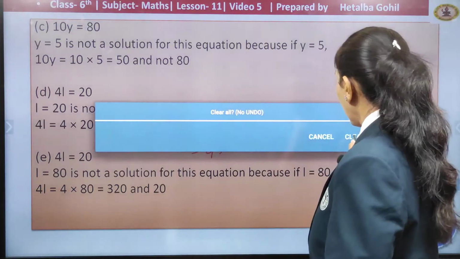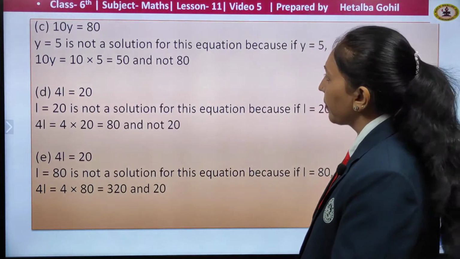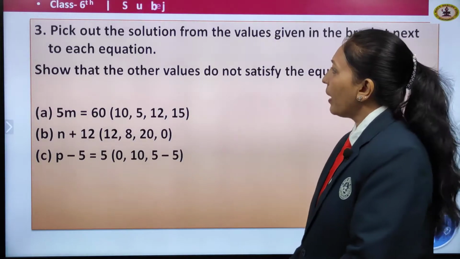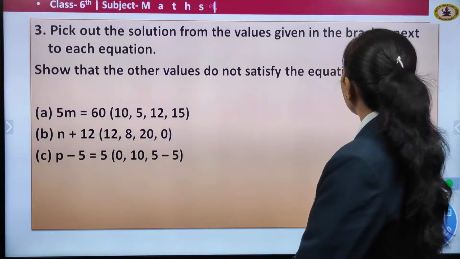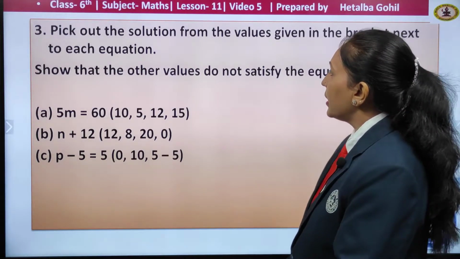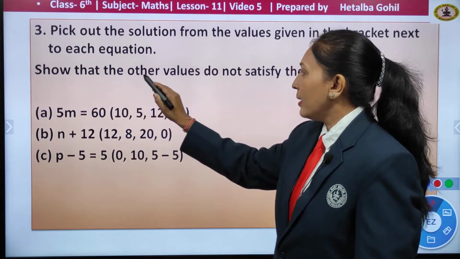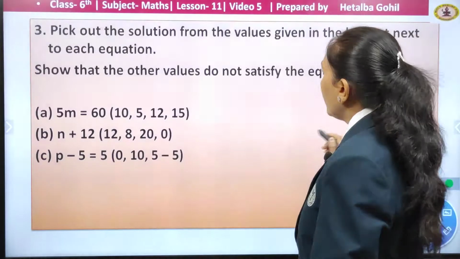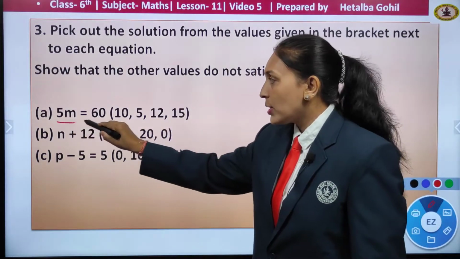Now, question number 3 here. Pick out the solution from the values given in the bracket next to the equation. Children, show that the other values do not satisfy the equation here. So, this is the equation given.